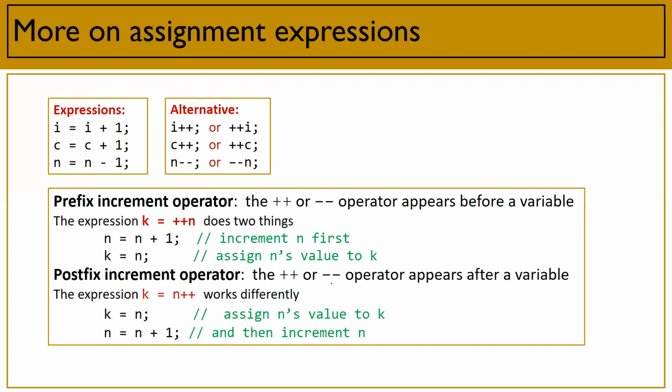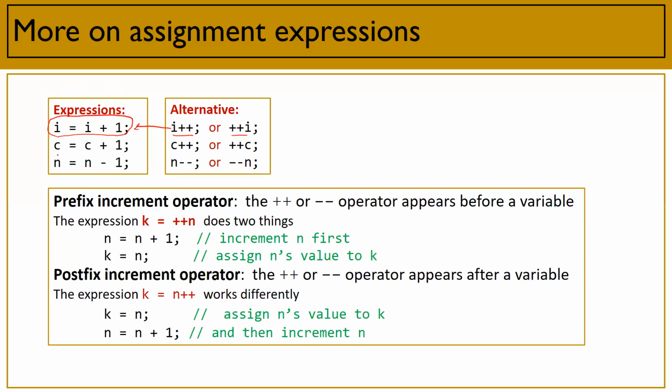Let's say, for example, I have i = i + 1. What I'm doing here is adding 1 to the previous value of i, and then the updated value is assigned to i again. How can I write that? If I write i++, it will have the same impact as this one. So if I'm incrementing a variable by 1, I can write i++ or ++i.